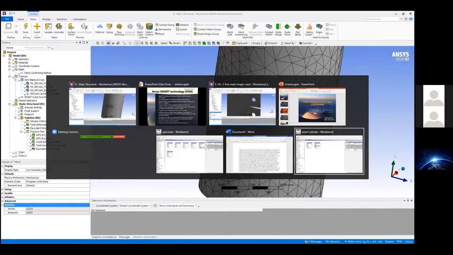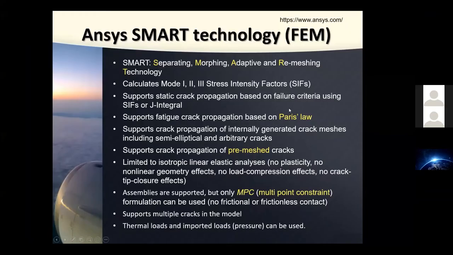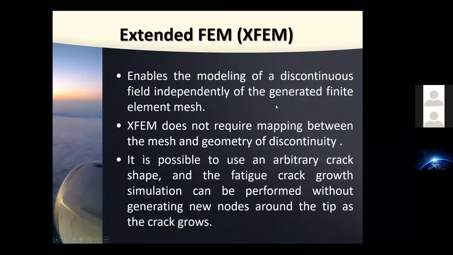Okay, let's go back to the presentation. So go to the ANSYS website and download this. The extended finite element method is, as it says, extended finite element. This method appeared approximately 10 years ago, 2009, 2010. And a year later, it was introduced in Abaqus software.